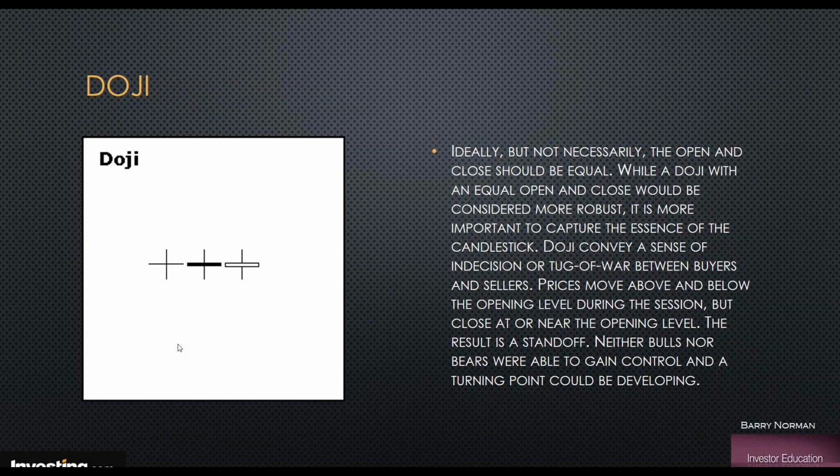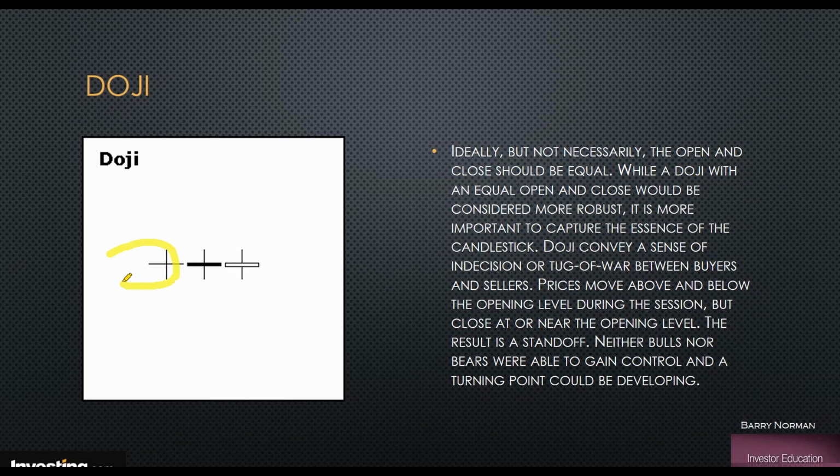Now, from here, we're going to go to a very classic one that you hear all the time, and that's a doji. Now, a doji has a small wick up and a small wick down and virtually no body. If it has a tiny, tiny little body, it's all right. But a doji should look like a cross.